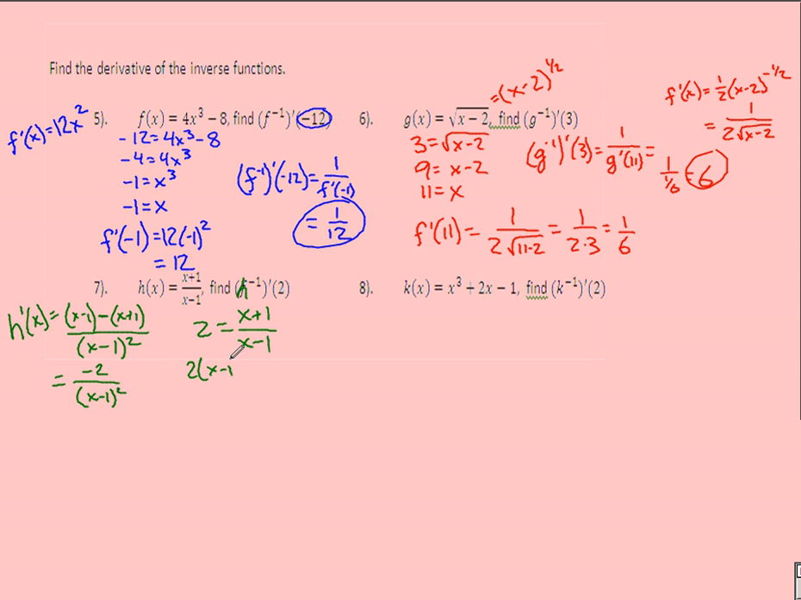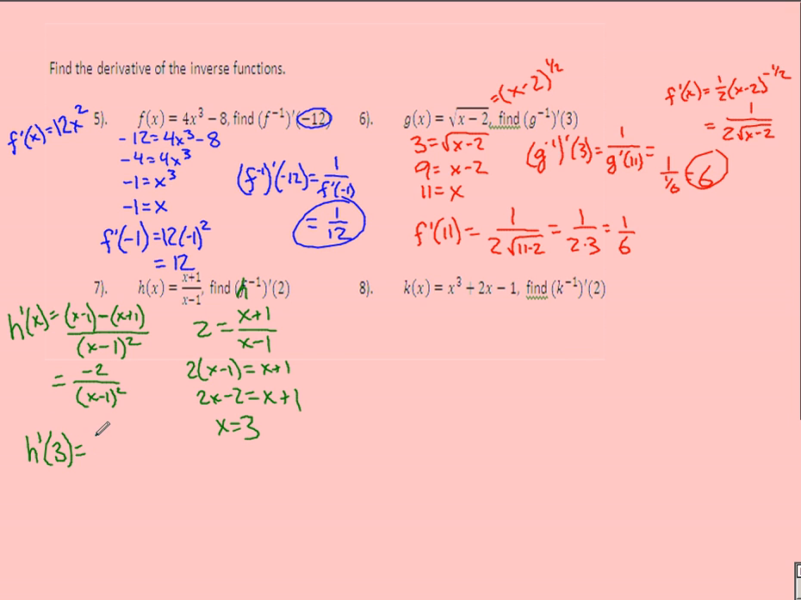Multiply both sides by the denominator and distribute through. So 2x minus 2 equals x plus 1. Now I'm just solving for x. Subtract an x over to get an x here. I'll add 2 to both sides, so x equals 3. So this means that I need to also know what h prime of 3 is.